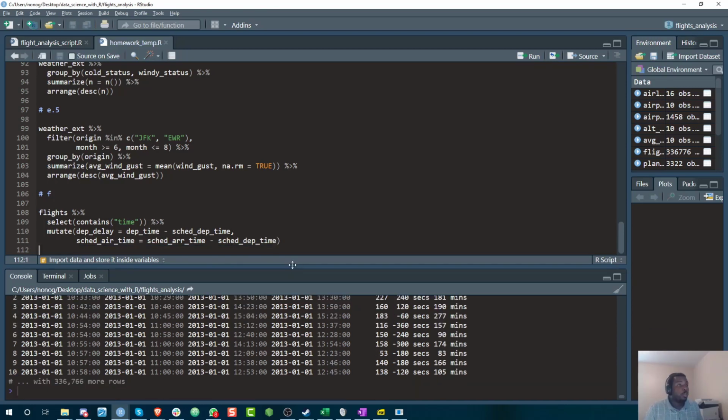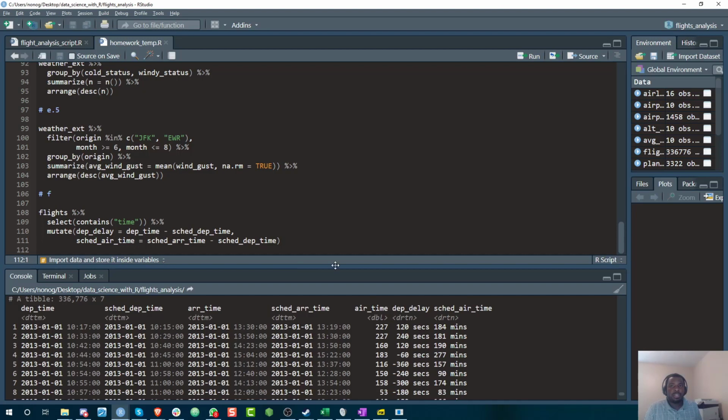Now, this is something that I did not know. So it's in my research that I kind of found it out. You see, departure time minus scheduled departure time. This is departure time. This is scheduled departure time. They are both of the same class, DTTM, and the result is in seconds. Now, scheduled arrival time and scheduled departure time are still of the same class, DTTM, which stands for date time. But when you calculate the difference between them, what you get is in minutes. So there's some kind of inconsistency because one is in seconds, the other one is in minutes.